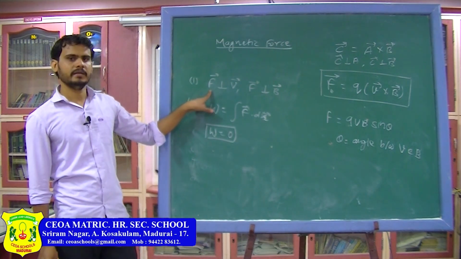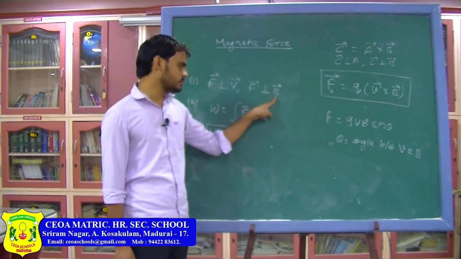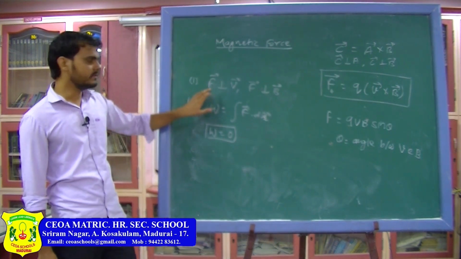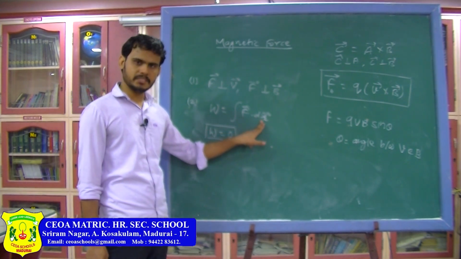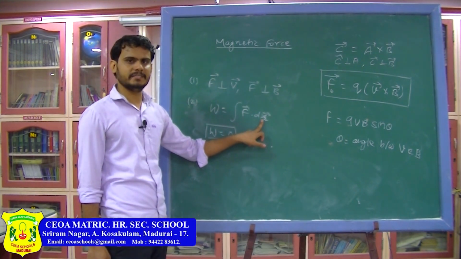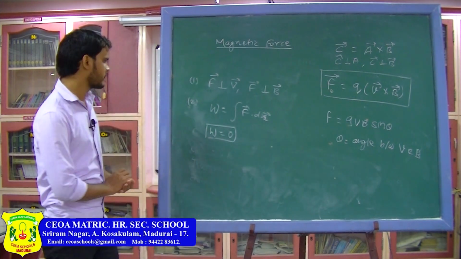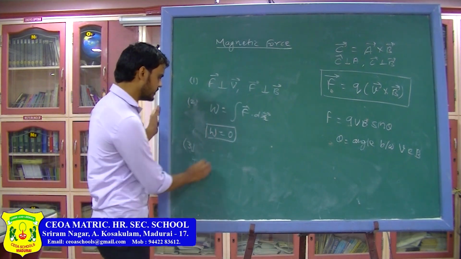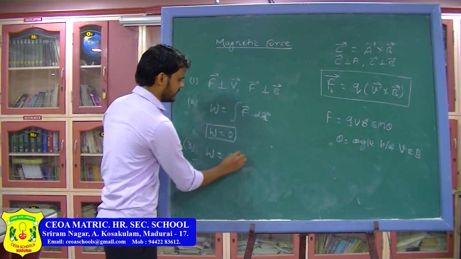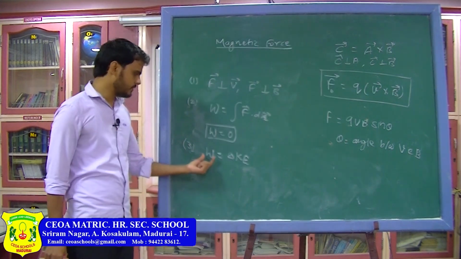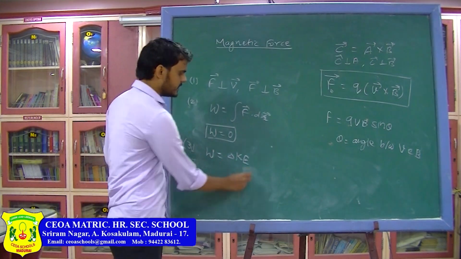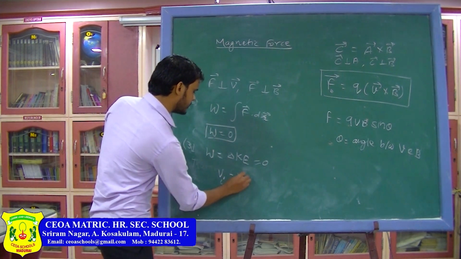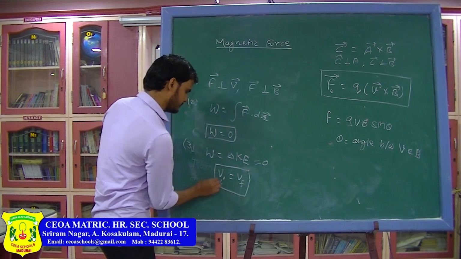Remember this thing, first thing, magnetic force is perpendicular to the velocity, and it is also perpendicular to the magnetic field. Second thing, because it is perpendicular to the velocity, it will also be perpendicular to the displacement, and if it is always perpendicular to the displacement, work done by this force will be 0. Third thing, from the work kinetic energy theorem, you know that work done by a force is equal to the change in kinetic energy due to that force. So here if the work done is 0, change in kinetic energy will also be 0. So from here I can say initial speed of the particle is equal to final speed of the particle.